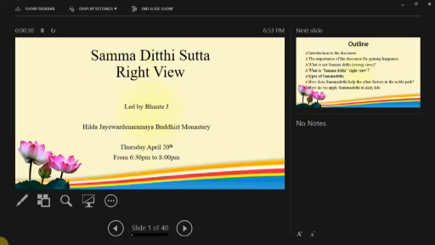The sutta we selected today to discuss is Samma Ditthi Sutta. The English translation is right view, or we can use right understanding.